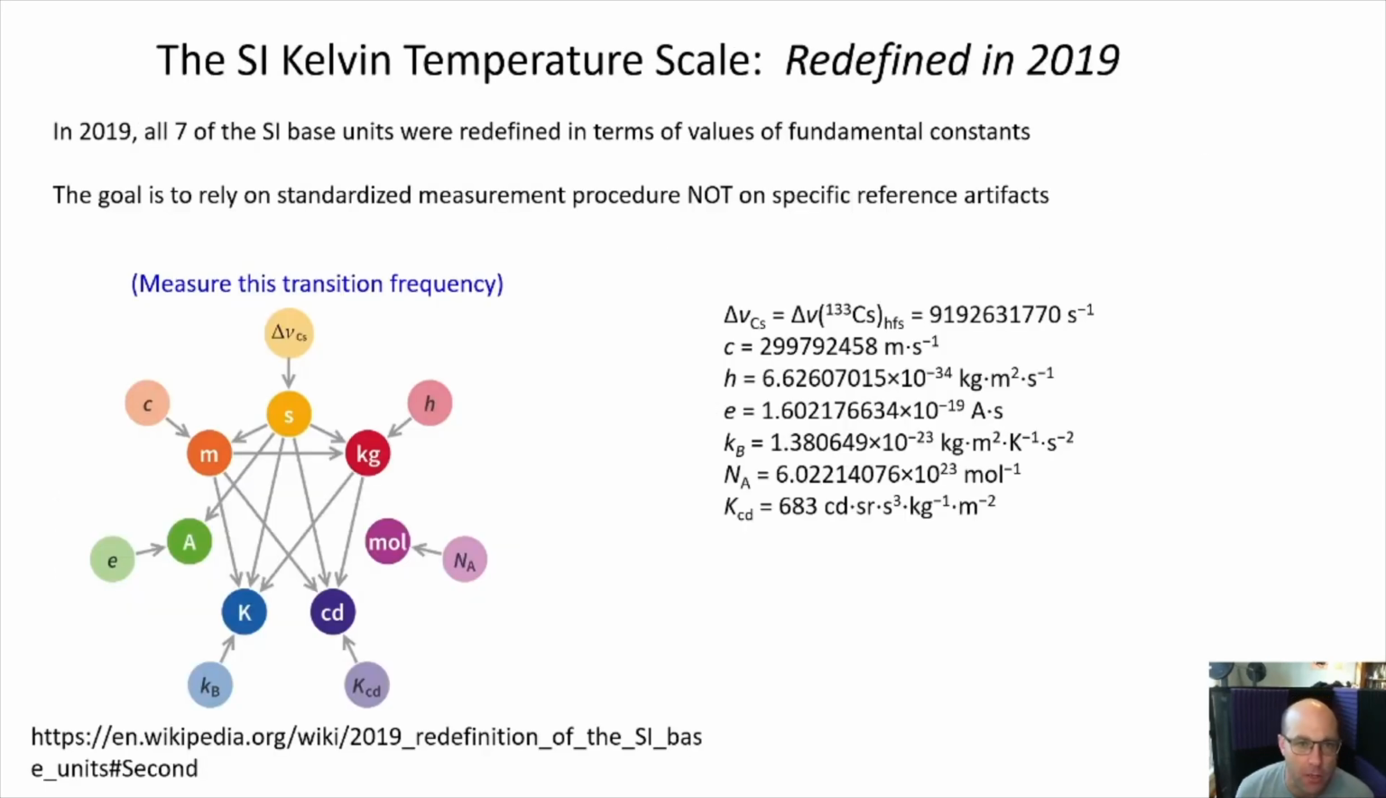And so here's more metrology. The SI Kelvin temperature scale was actually redefined in 2019 with a lot of the other measurement scales that we know about in the SI system. So yeah, there are 7 base units, and the idea in 2019 was that you could redefine them so that there's basically one measurement that you make, which is the difference in the frequency between emission lines from a cesium atom.